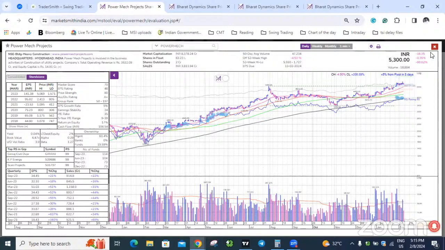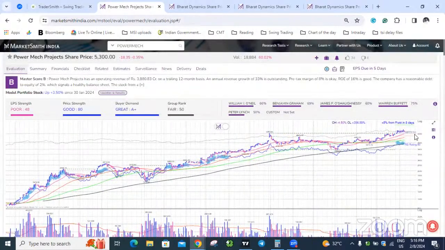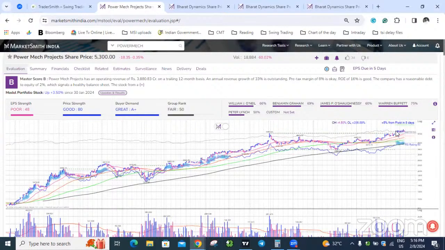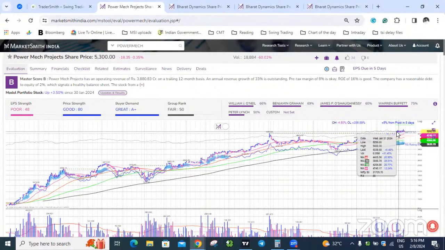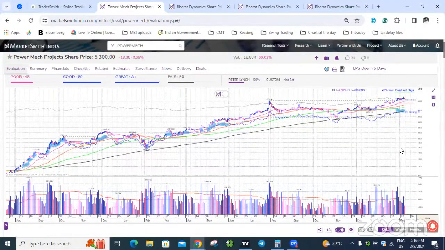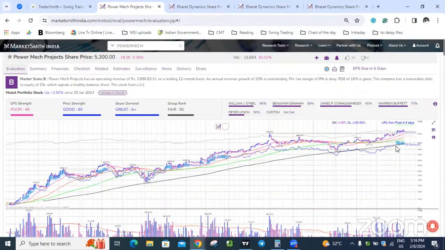I think this is a portfolio stock. There is a very good breakout from the consolidation range, but after that, it's trading in a tight range. So there is no sign of weakness right now. So continue to hold this particular stock until it shows any kind of weakness. MarketSmith India subscribers can follow MarketSmith India for this particular stock.